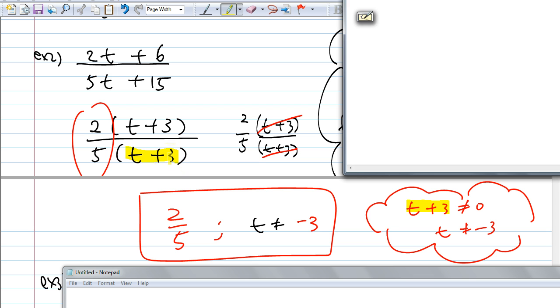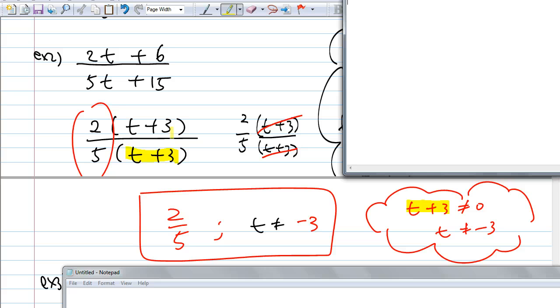That's what we're looking for. We don't mind the numerator becoming 0 for these expressions. It's just that when the denominator goes to 0, that's undefined. Any question? Does that make sense, guys? So no one will write down 2/5, right? That's the answer. You will give me the restriction.